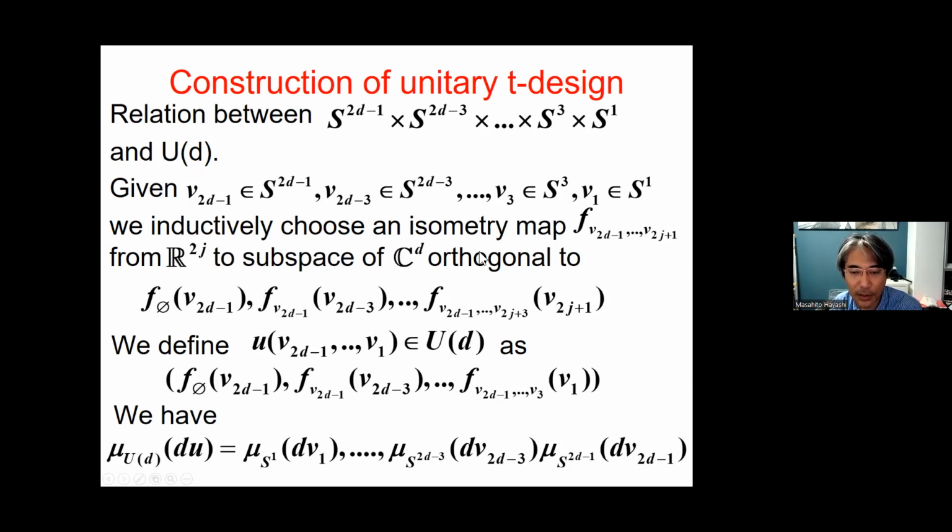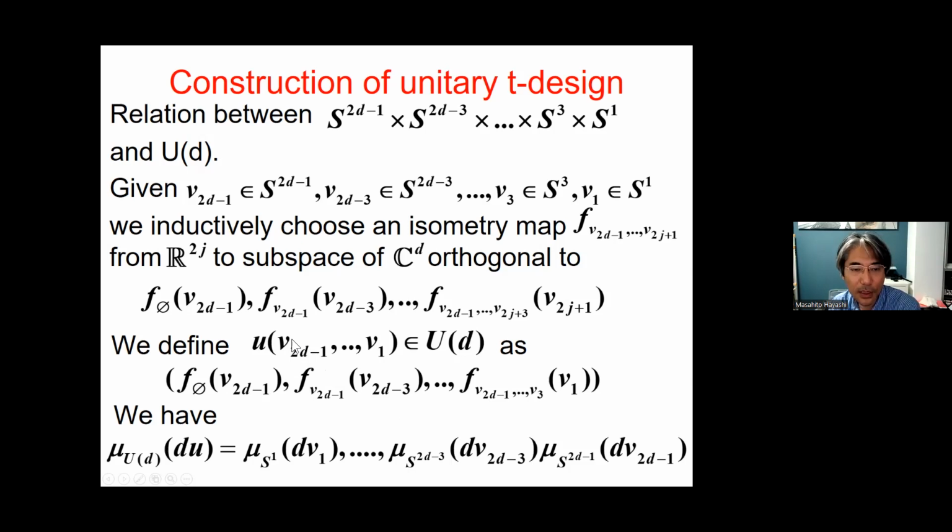Then the third one is somehow similar. We need to consider R^(D-something, maybe 4) to C^D, such that the image is orthogonal to this one and this one. So using this inductive method, you need to define this isometric map. So using this isometric map, finally we need to define this unitary. So in this sense, we firstly choose this one.